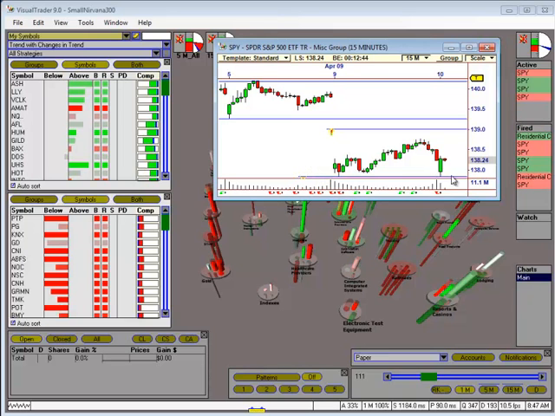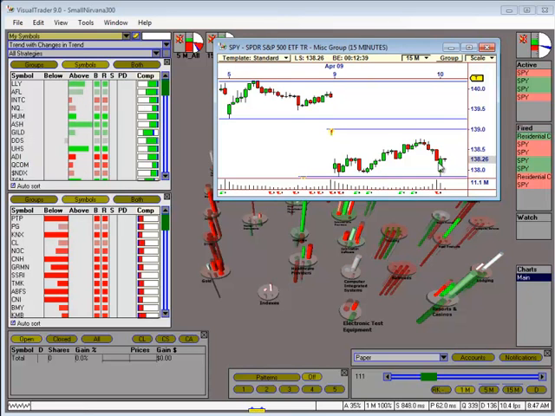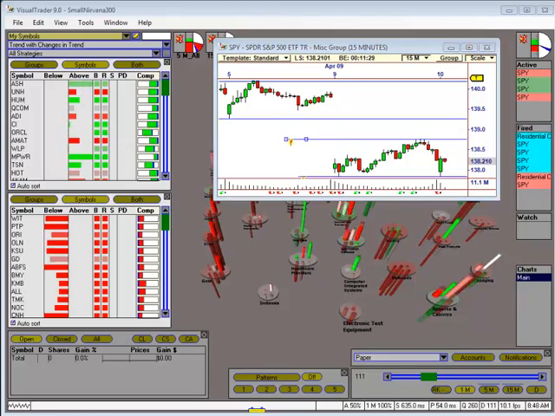So we opened right at that support level and have had a little bit of a bounce. So we'll be watching this zone again today.